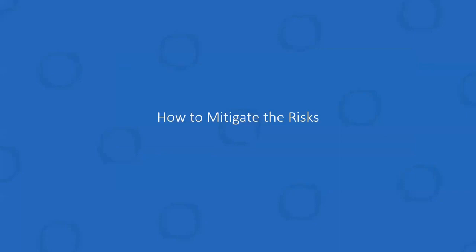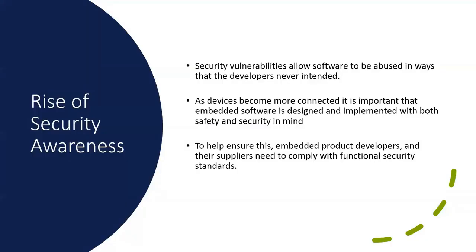How can we do something about all these risks? How can we mitigate the risks? Well, first of all, we need to make sure that everybody in our organisation is aware about security, because a security vulnerability can allow software to be used in a way that the developer never intended, never even thought about.